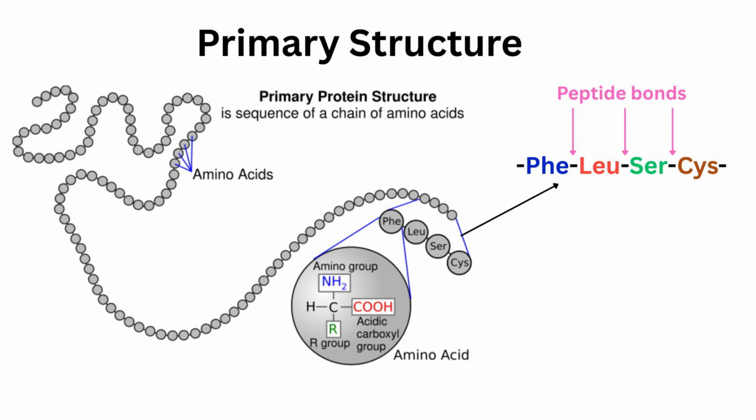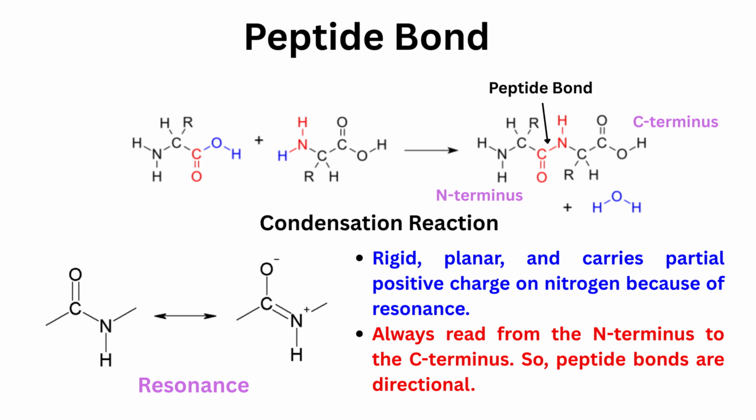Let's dive in a little more. Proteins form when amino acids link together via peptide bonds. This bond is formed through a condensation or dehydration reaction, releasing water. Peptide bonds are rigid, planar, and carry a partial positive charge on nitrogen because of resonance. They are always read from the N-terminus to the C-terminus, so peptide bonds are directional.